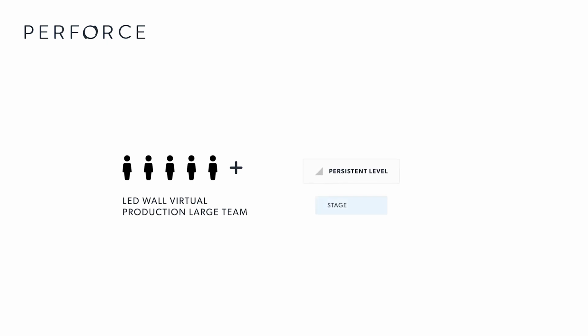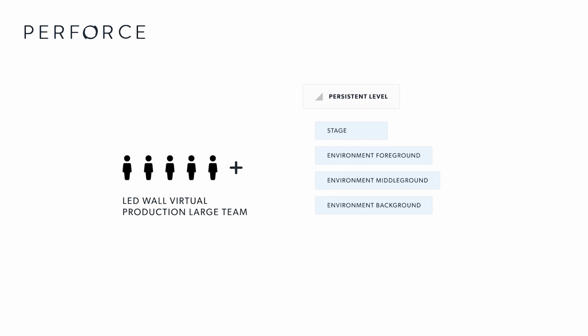Large, 5+ people. Persistent level. Stage. Environment foreground. Environment middle ground. Environment background. Props. Effects. Lighting. This example once again contains the same sublevels as the previous example, with more additions. We've added additional environment sublevels for middle ground and props, each able to be used by different artists. We've also gained an effects level where a technical artist can add particle effects, atmospheric effects, or other additional items.